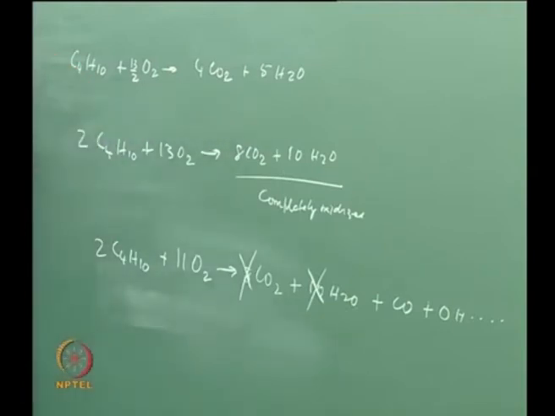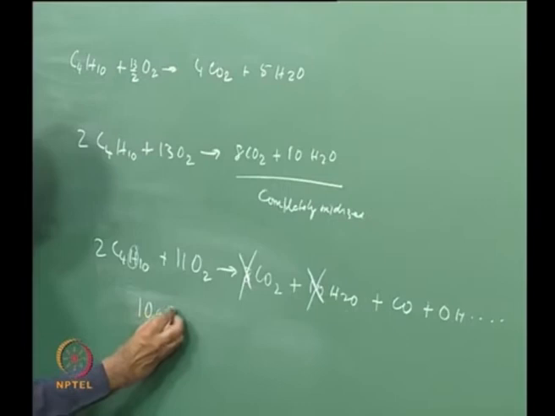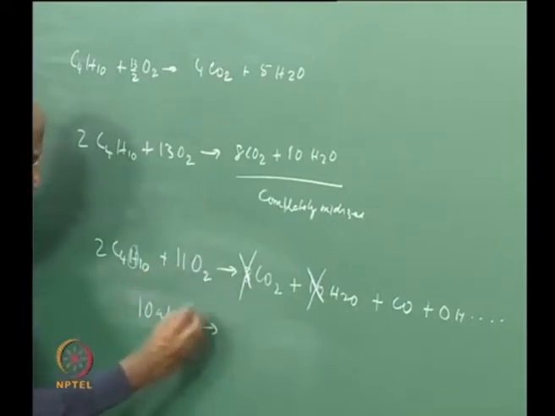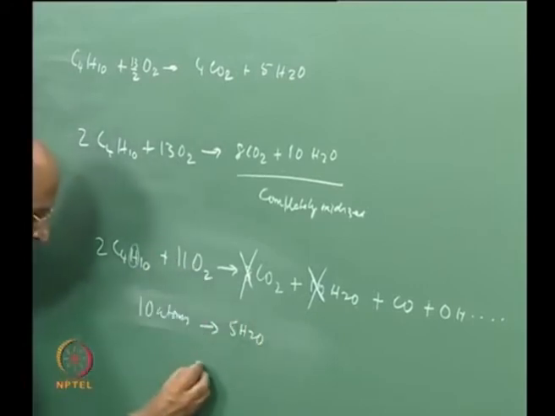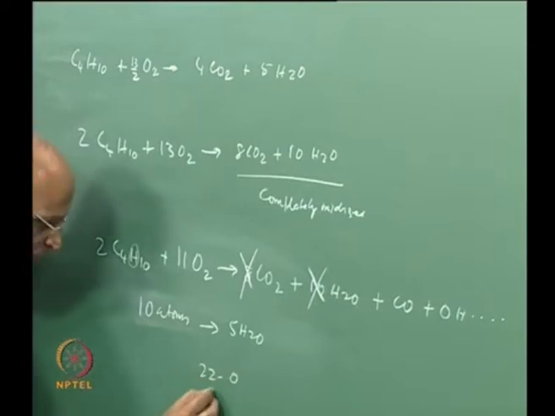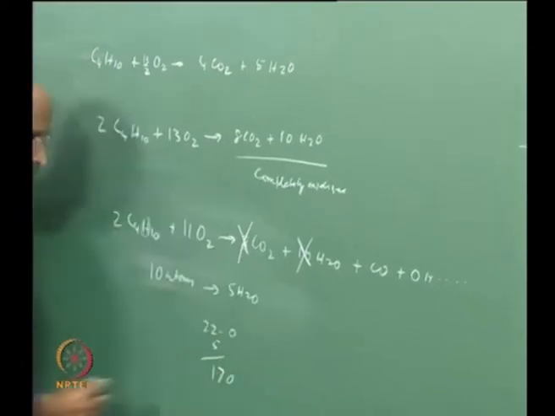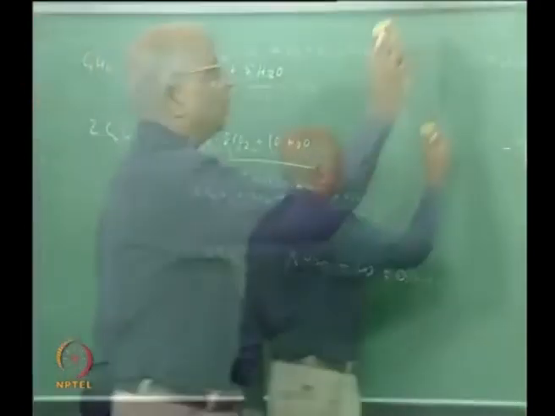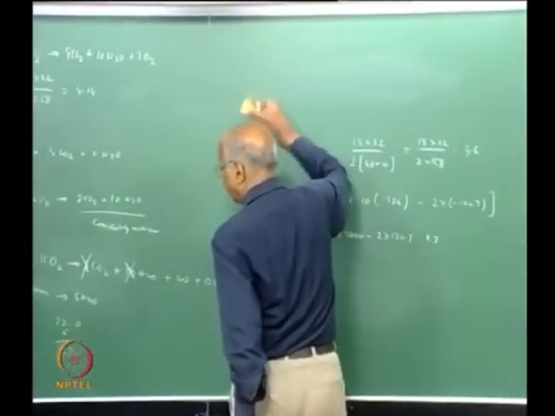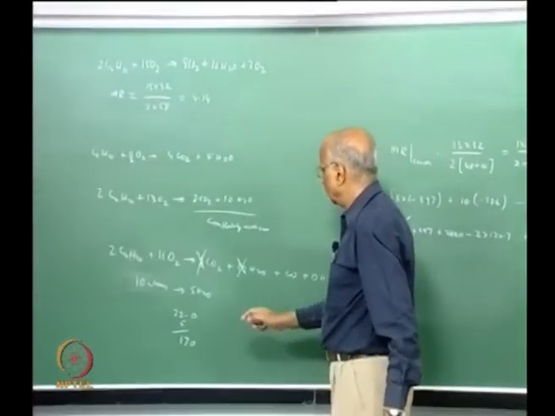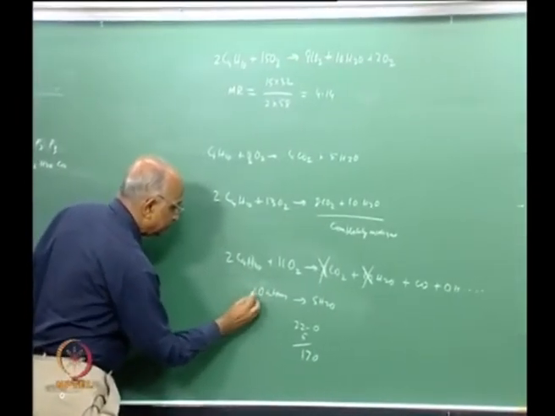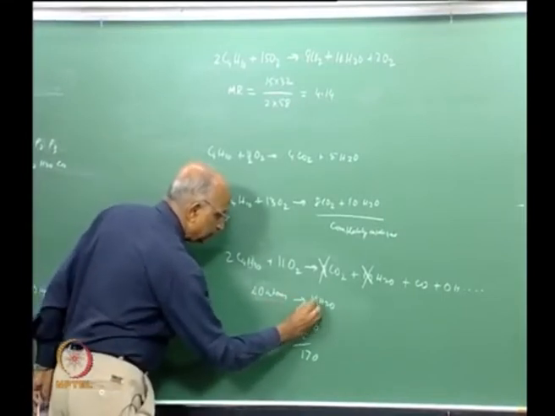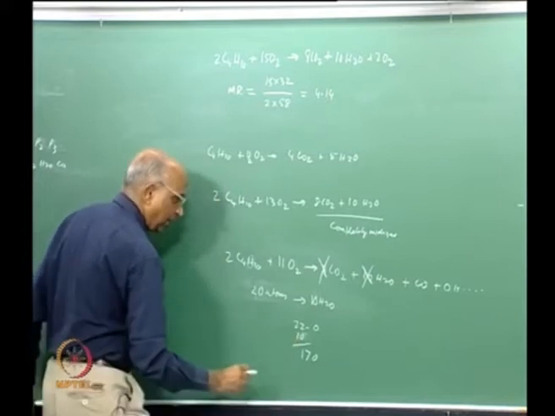What do we do? We say hydrogen is very reactive, and therefore all the 10 atoms of hydrogen search for oxygen and get converted into 5H2O, that is, they pick up 5 oxygen from here. I had originally 22 oxygen; I have removed 5, therefore I am left with 17 oxygen. We have 20 atoms of hydrogen, therefore I have 10 H2O, and then I have 12 oxygen left.